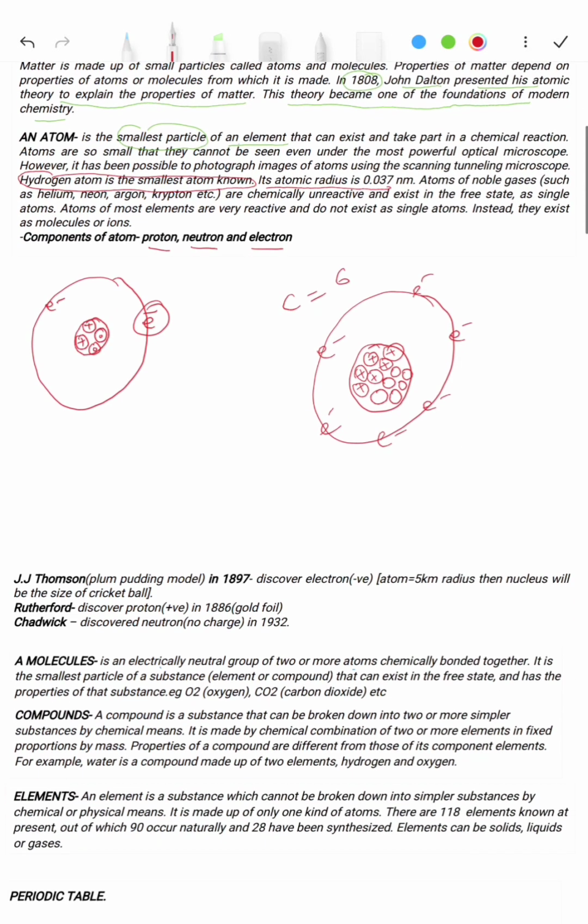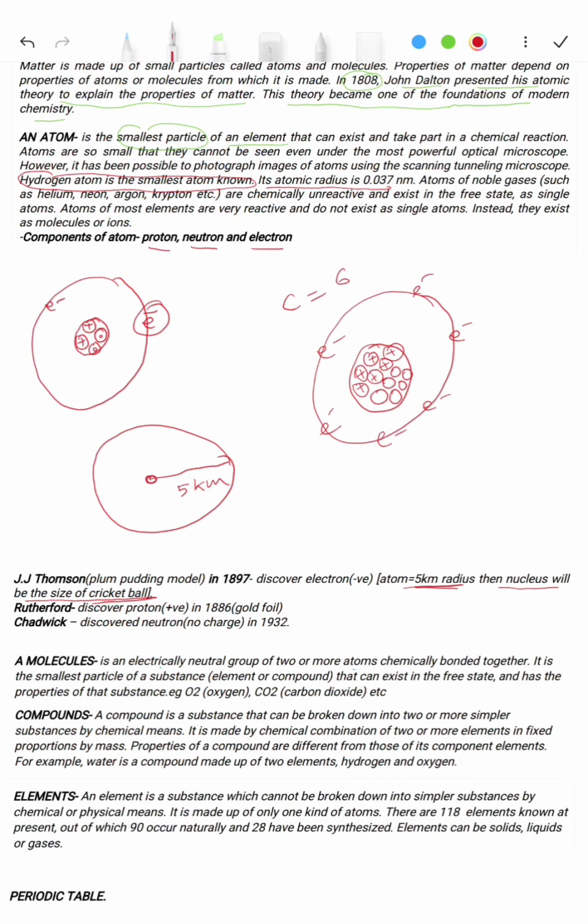Now we will go to the visualization of the real structure of an atom. If an atom has a 5 kilometer radius, then the nucleus will be the size of a cricket ball. This is the actual visualization of the structure of atoms.